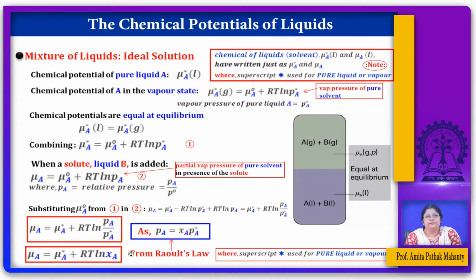Now, if you substitute Raoult's law, then you get an expression like this, right? PA star will get cancelled. So you are left with only the mole fraction, and RT ln of the mole fraction. This will always be a negative term. So you can understand that the chemical potential of the species A after addition of the solute B, when it becomes a mixture, will always be less than the chemical potential of the pure phase, which is having only the solvent.